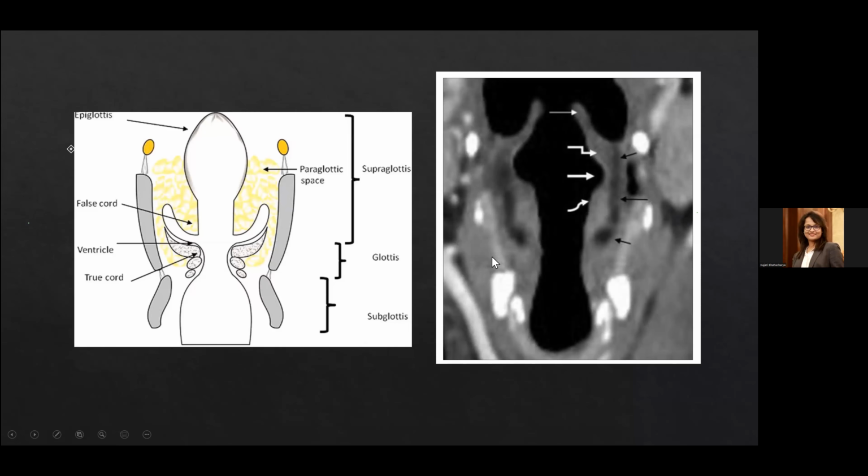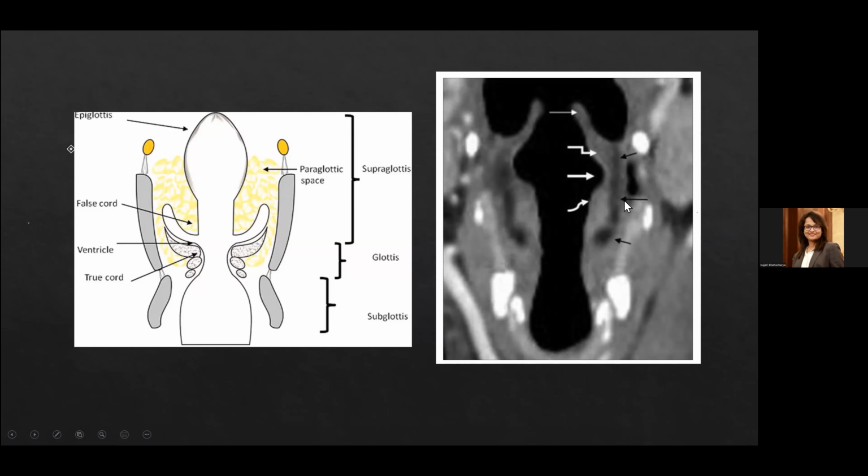Next, coming to the next important fat-containing space, that is the paraglottic space. The paraglottic space lies adjacent to the lateral surfaces of the supraglottis and the glottic larynx. What we see is this structure, seen as this well-defined hypodensity lateral to this air-containing space. This is the area of the false cord, and this is the area of the true cord. So it ends at the level of the true cord.